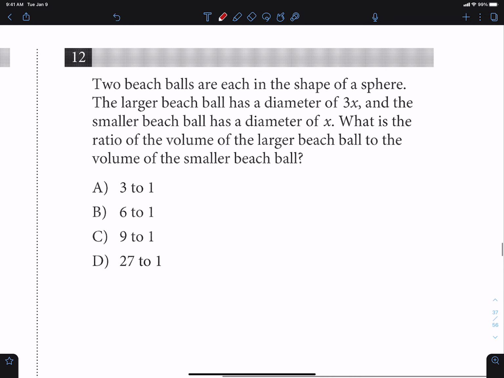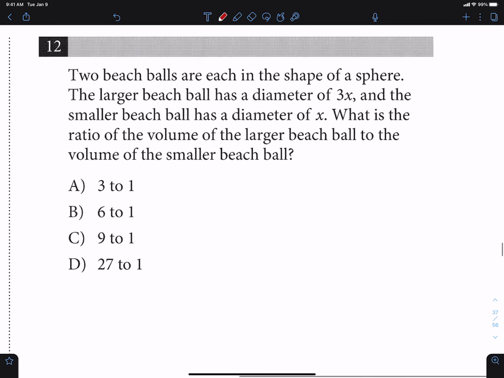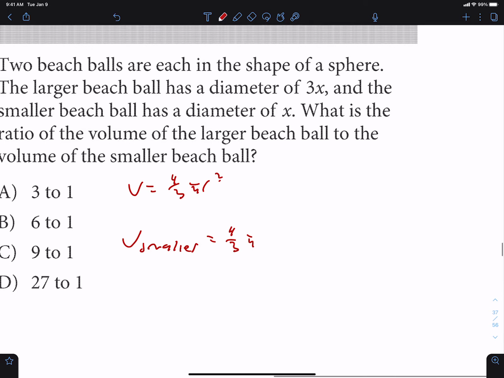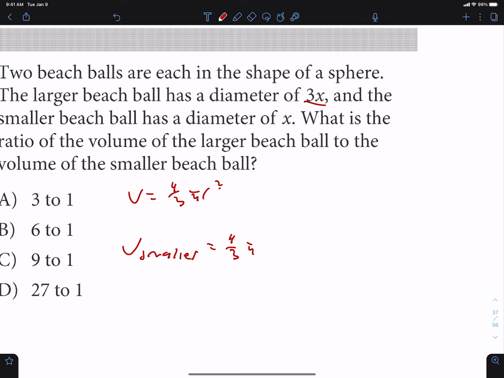Alright, number 12. 2 beach balls are each in the shape of a sphere, and the larger beach ball has a diameter of 3x and the smaller has a diameter of x. Okay, what is the ratio of the volume of the larger to the smaller? Remember that the volume of a sphere is 4/3 pi r cubed. In this case, the volume of the smaller beach ball is going to be 4/3 pi. And remember, we're given the diameter, not the radius. And the radius is half the diameter. So if we do 3x divided by 2, that's going to be our radius. So we can cube that.